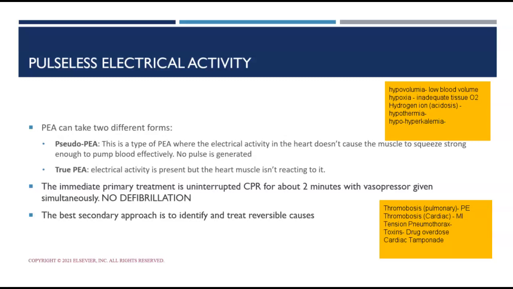You should be worried about cardiac tamponade for patients that have had blunt force trauma to the chest. That's usually in the history for those types of patients. Okay, so those are the underlying causes that they commonly refer to as H's and T's that you should be thinking about during the medical emergency to try to treat and fix, because if you don't treat and fix it, then you probably aren't going to successfully resuscitate the patient.